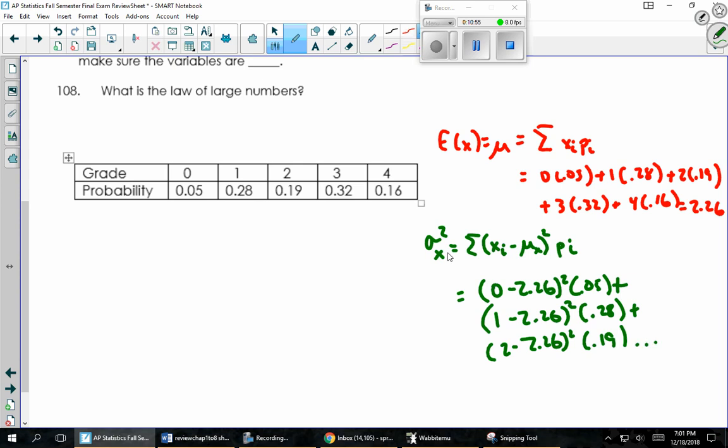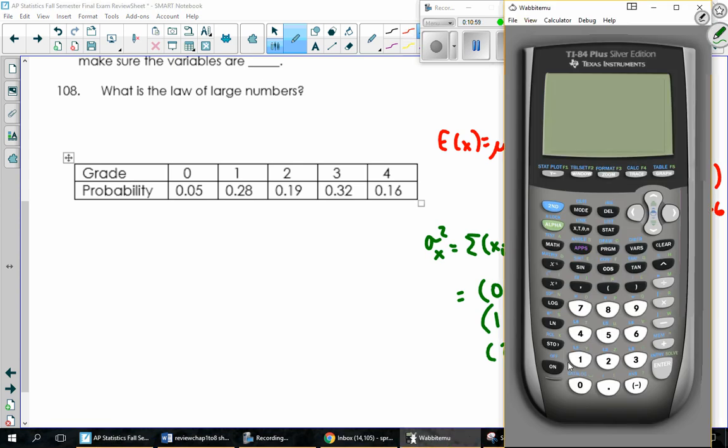0.19, etc., etc. Now I want to show you a slightly or somewhat quicker way to do this if you don't have to show any work. So I need to put these numbers into my calculator into L1 and L2. Clear out what's there. Type them in. So this is 0, 1, 2, 3, and 4. And then these numbers here, which of course we'll need to add up to 1, go right here.